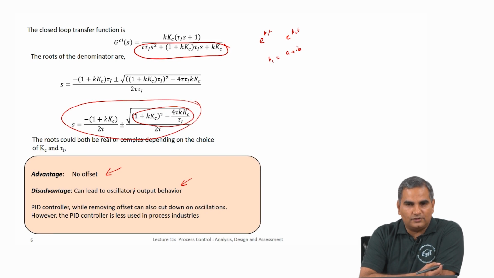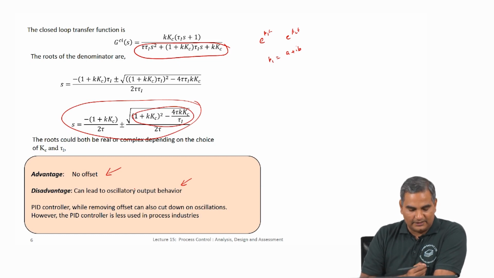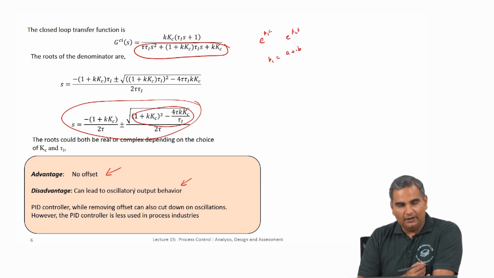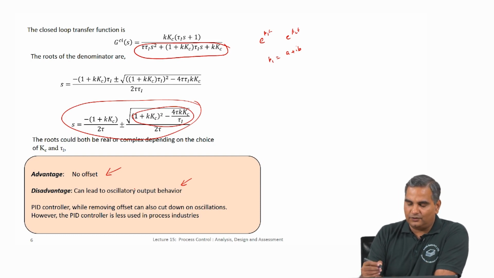One controller which retains the removal of offset, makes the closed loop process behavior faster and cuts down on oscillation is the PID controller. So, if you add another derivative action, you seem to get no offset, oscillations cut down and so on. However, PID controllers are not implemented too much in process industries at all. The reason is that whenever you take a derivative, which is dE by dt, which is what the D portion of the controller requires.